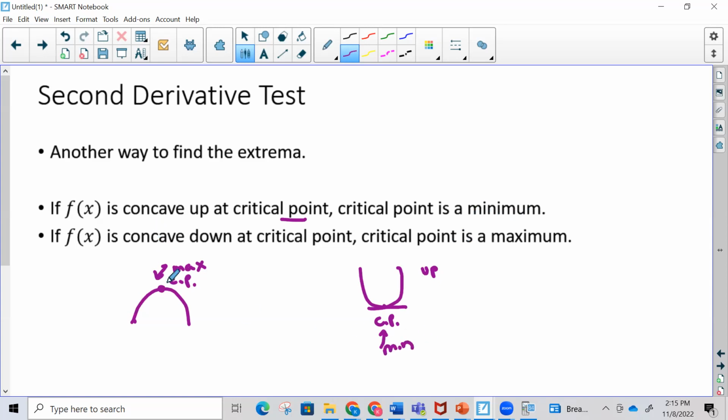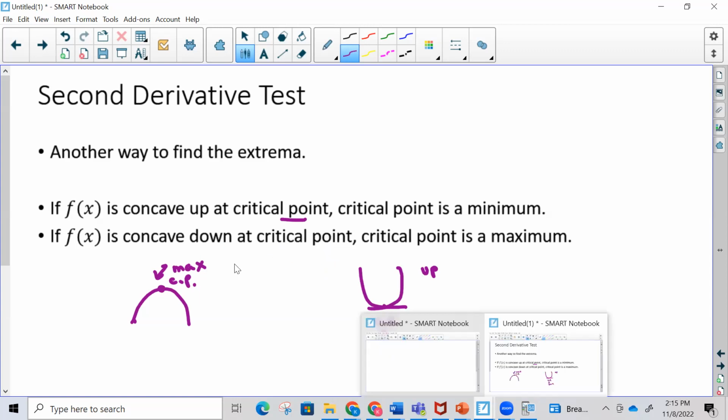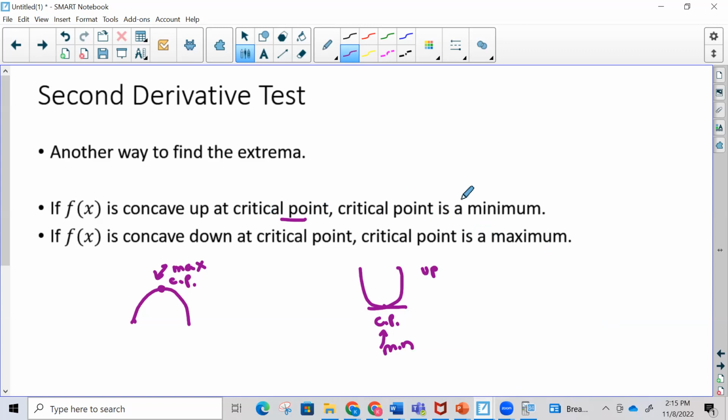And if my function is concave down at the critical point, then that critical point will have to be a max. Now this is only true at a critical point, which is why it doesn't work at the endpoints. But if it's a critical point, then if it's concave up, we are going to have a min at that critical point. If it's concave down, we're going to have a max.